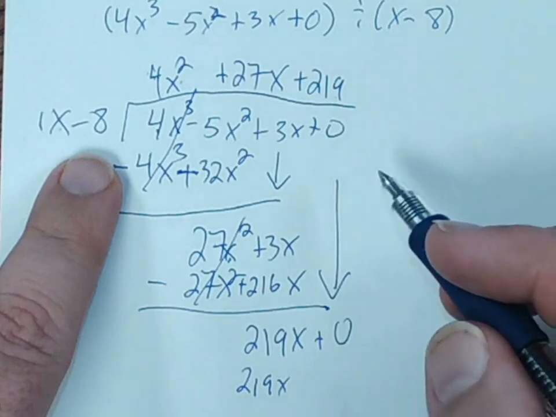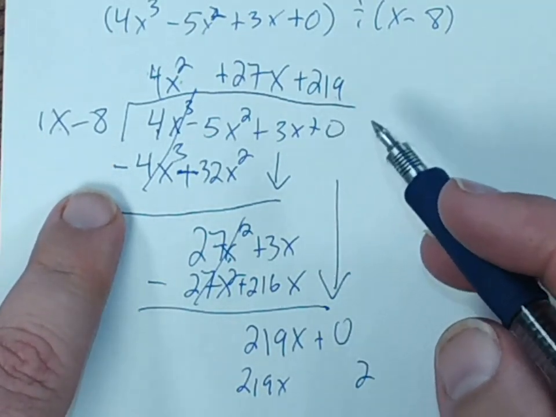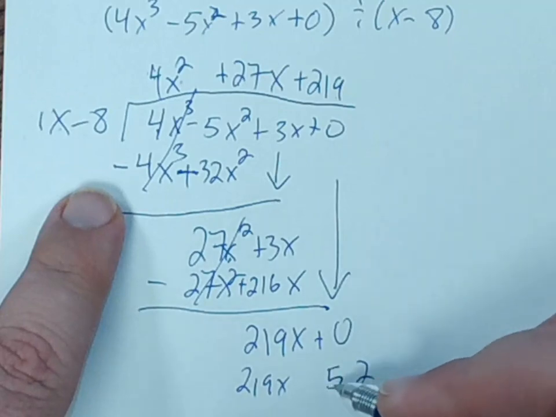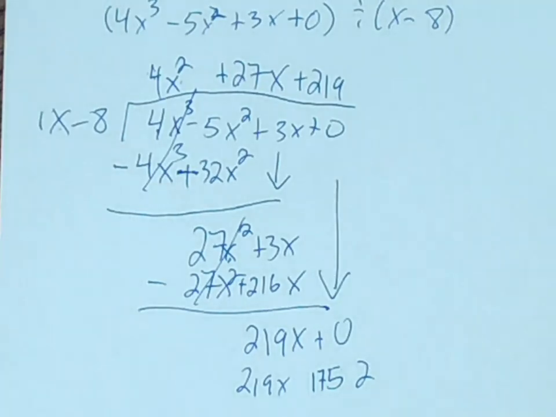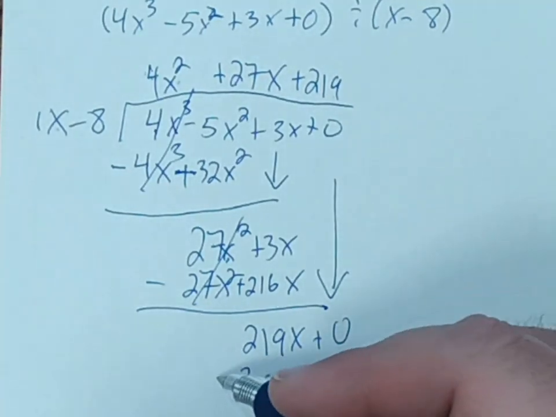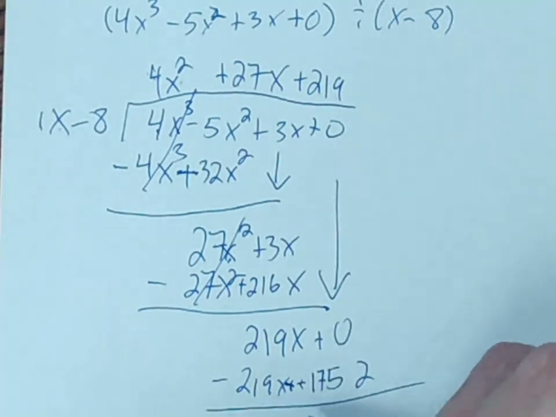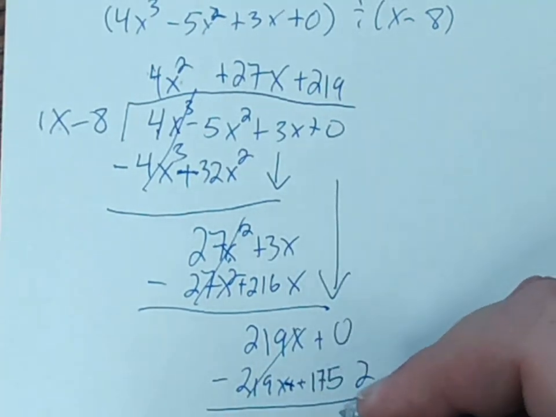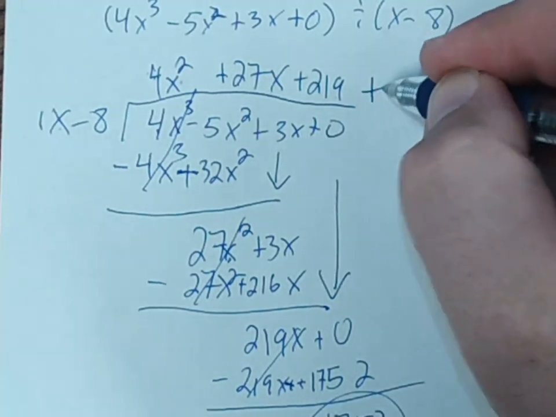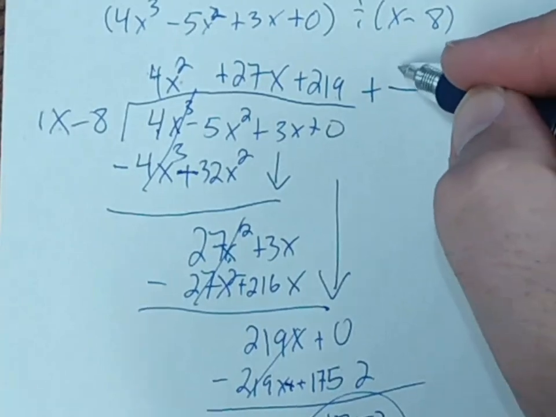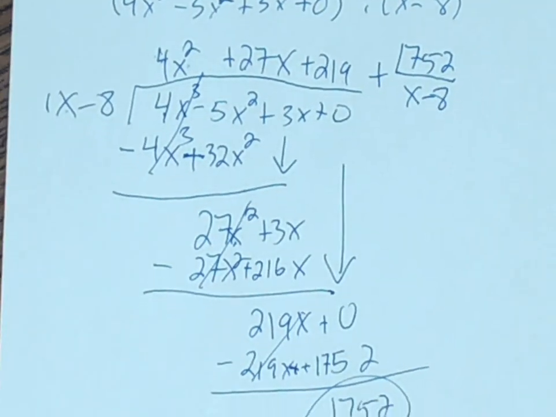219 times 8, this is going to be a huge number. 8 times 9 is 72, 8 times 1 is 8 and 7 is 15. Carry the 1, 16, 17. 1752. And don't forget it's negative. And then we subtract. So 219x minus 219x is 0. 0 plus 1752 is 1752. So we have a remainder, which means we will go plus, and we will make a fraction. And we put 1752 on the top, and x minus 8 on the bottom.